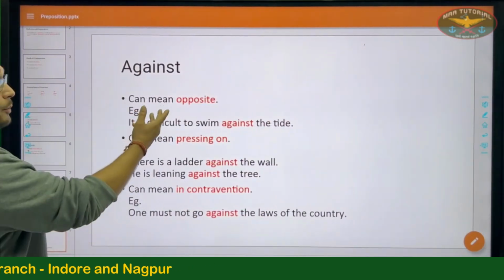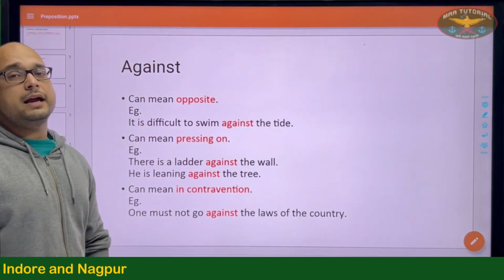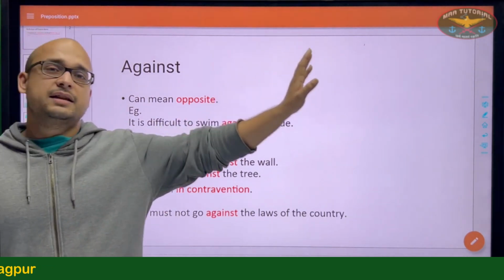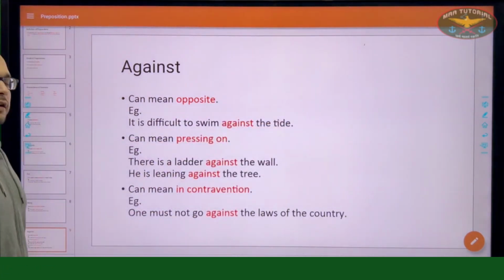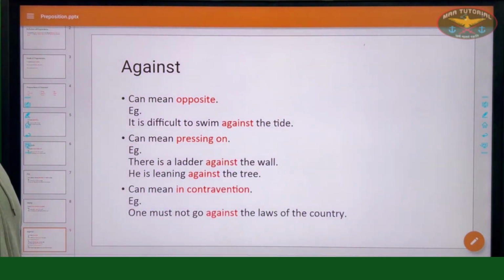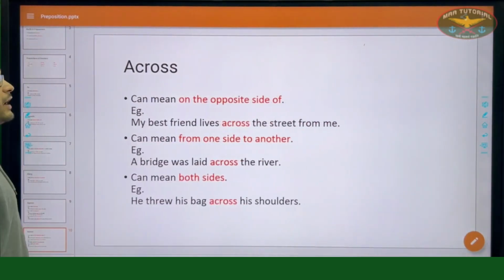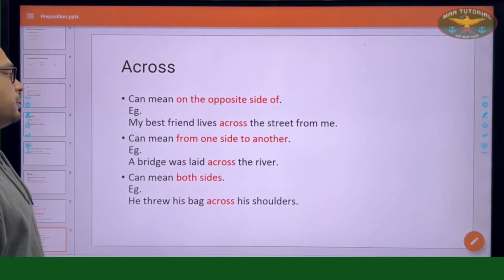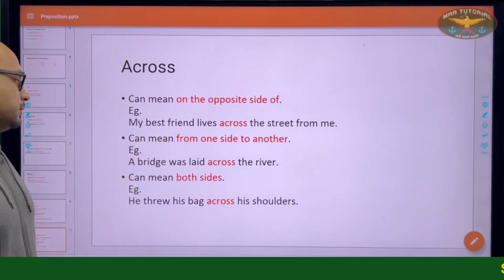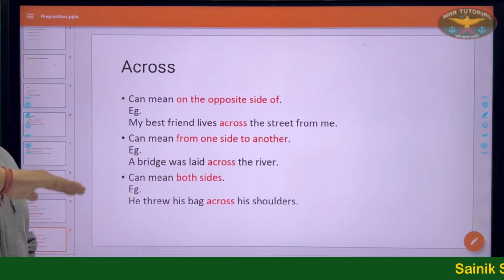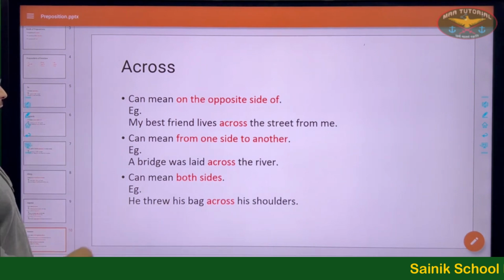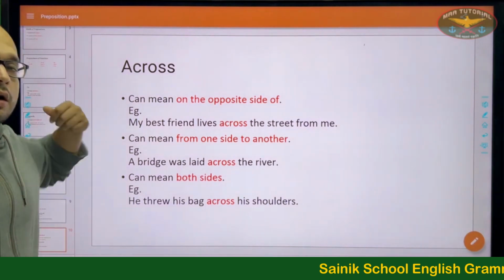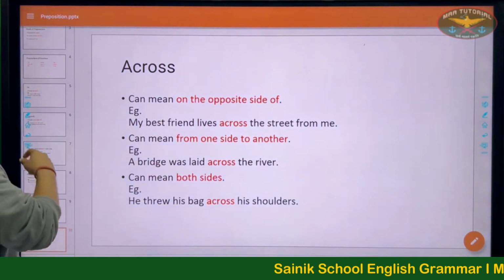Against can mean 3 things. It can mean opposite: difficult to swim against the tide, against the river. It can mean pressing on: a ladder against the wall or leaning against a tree. Or it can mean in contravention: must not go against the laws. Then we had across. Across also had 3 meanings. On the opposite side of, like my friend lives across the street from me. It can mean from one side to the other: a bridge was laid across the river. It can mean both sides: he threw his bag across his shoulder.